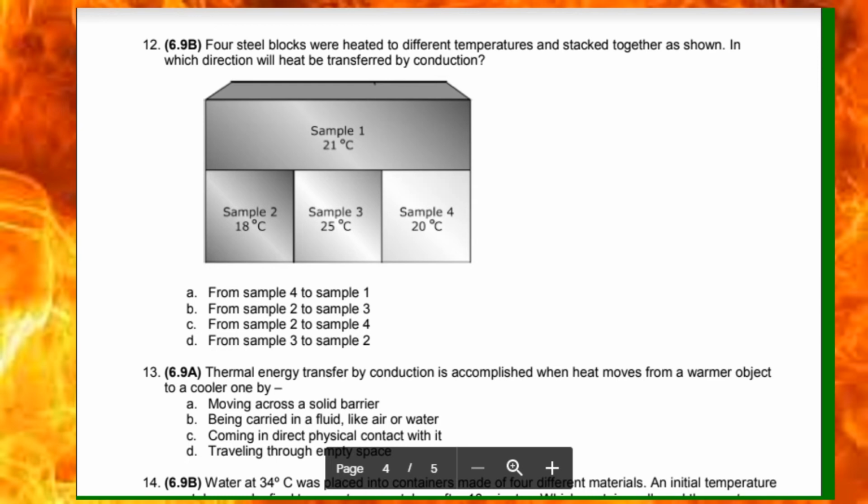Answer choice A, from sample 4 to sample 1. B, from sample 2 to sample 3. C, from sample 2 to sample 4. D, from sample 3 to sample 2.